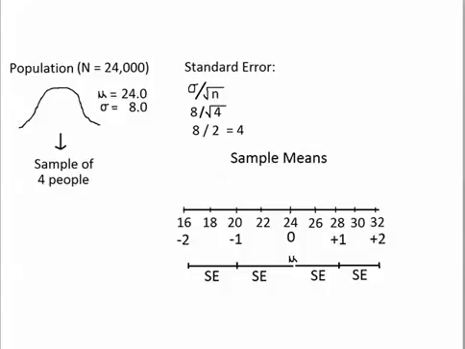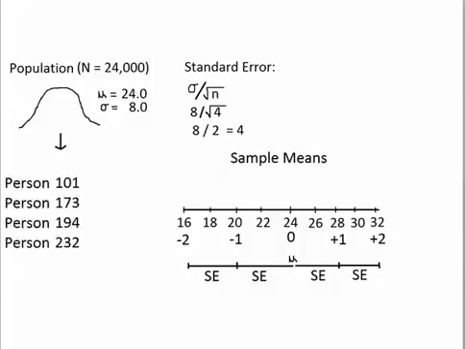At this point, let's actually take a random sample of 4 people from the population. Once we take our sample of 4 people, we're going to record the ages of the 4 people in the sample, calculate the mean of the sample, and then find out what the z-score equals. Let's say that we randomly selected these 4 people to be our sample. I decided to give each person in the sample an ID number, and these are the ages of the 4 people in our sample.